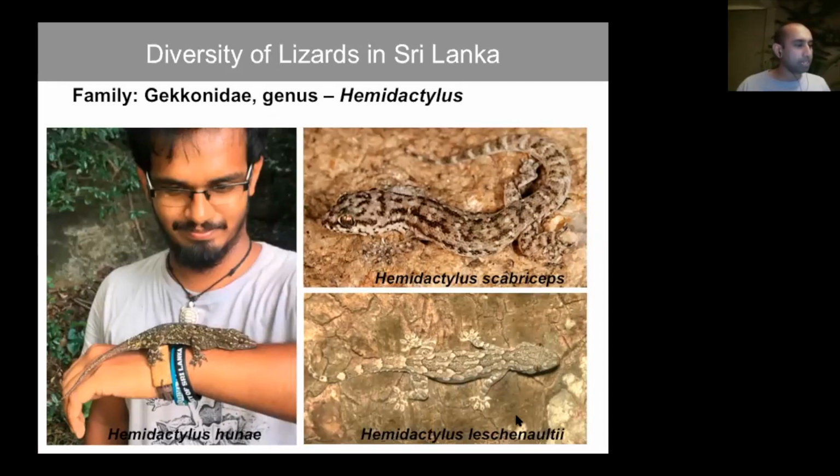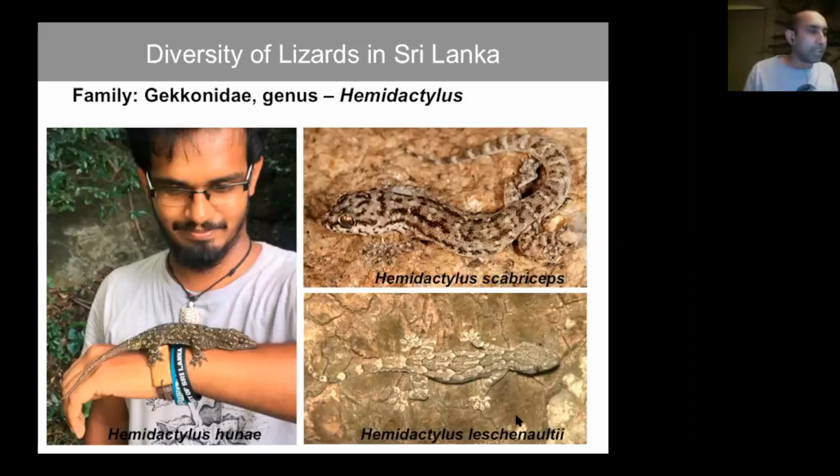Hemidactylus hunae, which you can see on one of my students' hand. That's Ashan, one of my students from Rajarata University, who was really happy to see this gecko in the Uva province of this country. That is the largest gecko in this country, which grows up to almost 30 centimeters along with the tail, even slightly more than that, maybe about 35 centimeters.